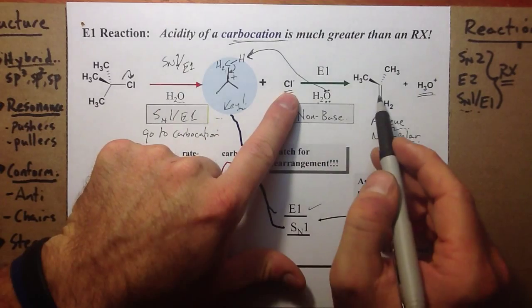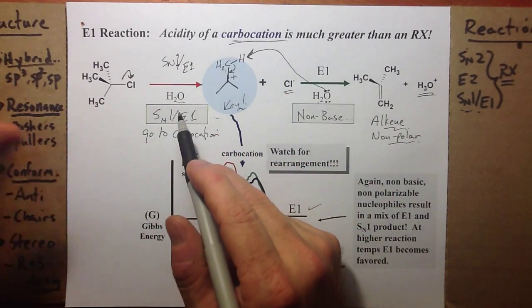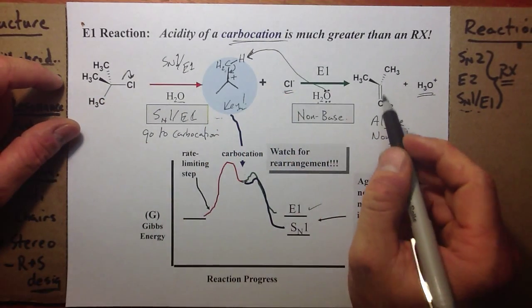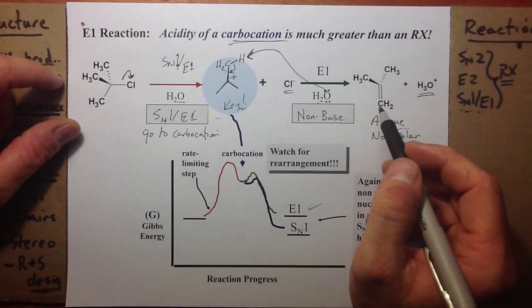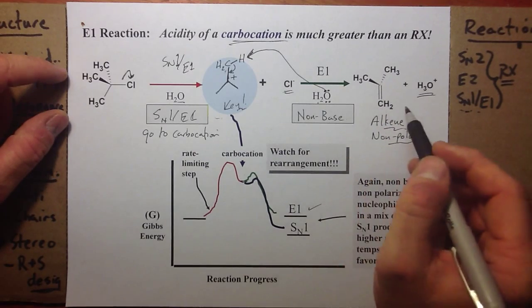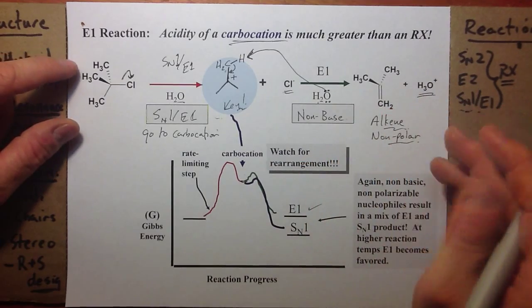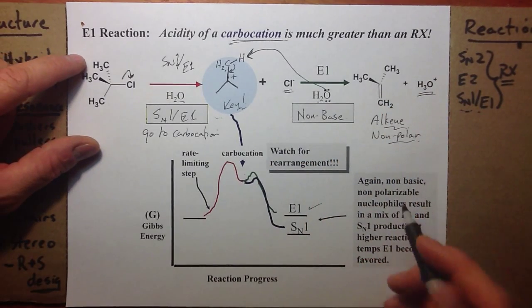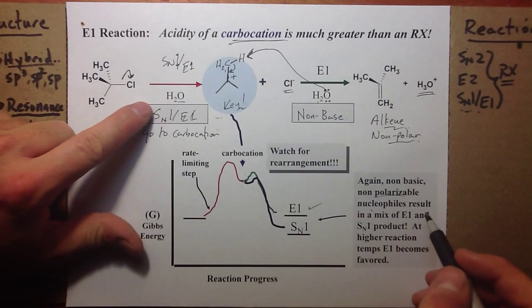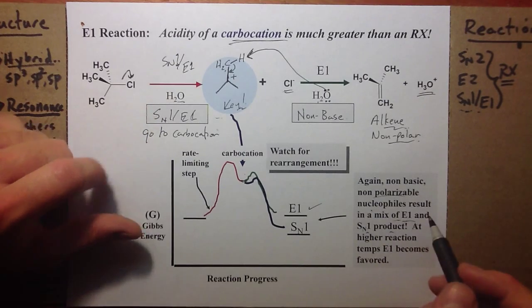3, 1, 2, and 3 from 2 reagents. But at high temperature, if this starts to boil away from the solution, by Le Chatelier's principle, we can continue to drive more and more E1 reaction. Again, non-basic, non-polarizable nucleophiles result in a mix of E1, SN1 product.